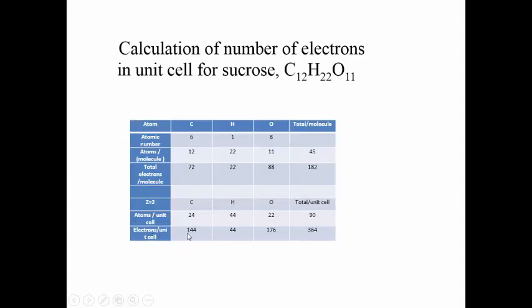And now we have the number of electrons in the unit cell. So again, we multiply this number up by 2. I'm sorry, you multiply the number of atoms times the number of electrons per atom, and you get 144, 44, and 176, and you add all that together to get that the whole atom reflecting in the 0, 0, 0 position would have all 364 electrons contribute to the scattering.